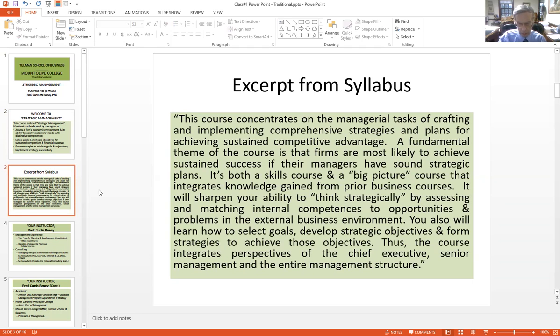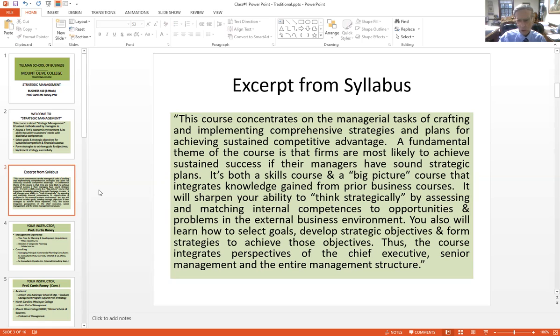There is a page in the syllabus, and I hope you'll read it. This statement is extremely effective in summarizing exactly what the course is about. The course concentrates on managerial tasks of crafting and implementing comprehensive strategies and plans for achieving sustained competitive advantage, not short-term, but sustained. A fundamental theme of the course is that firms are most likely to achieve sustained success if their managers have sound strategic plans.